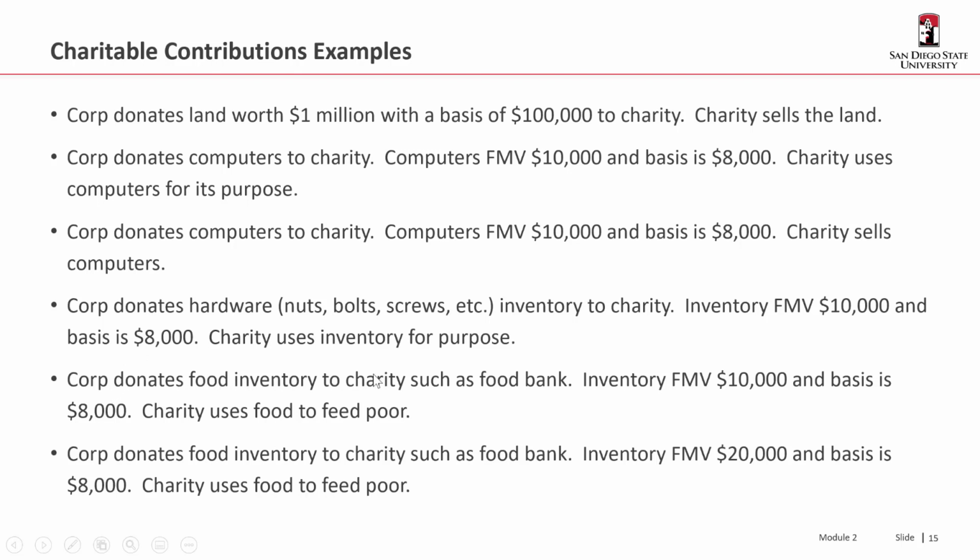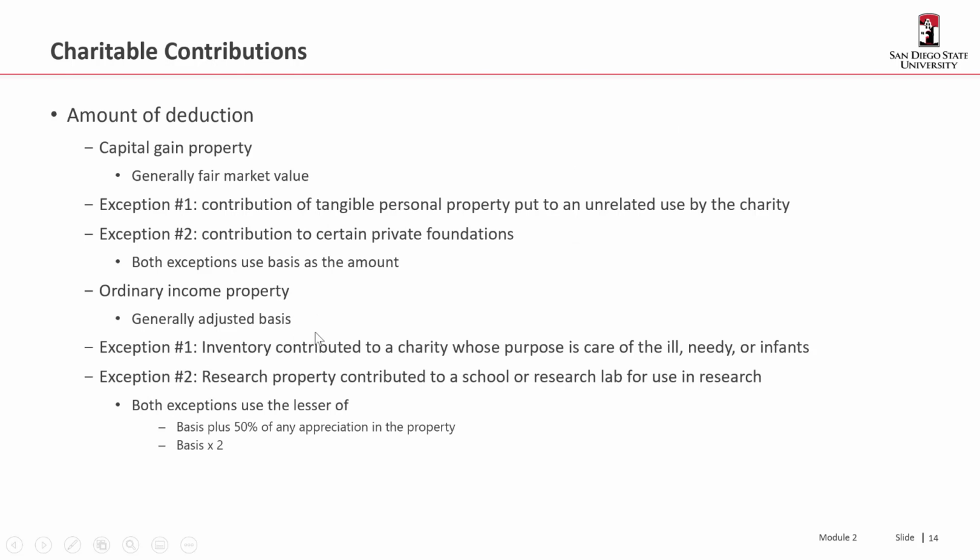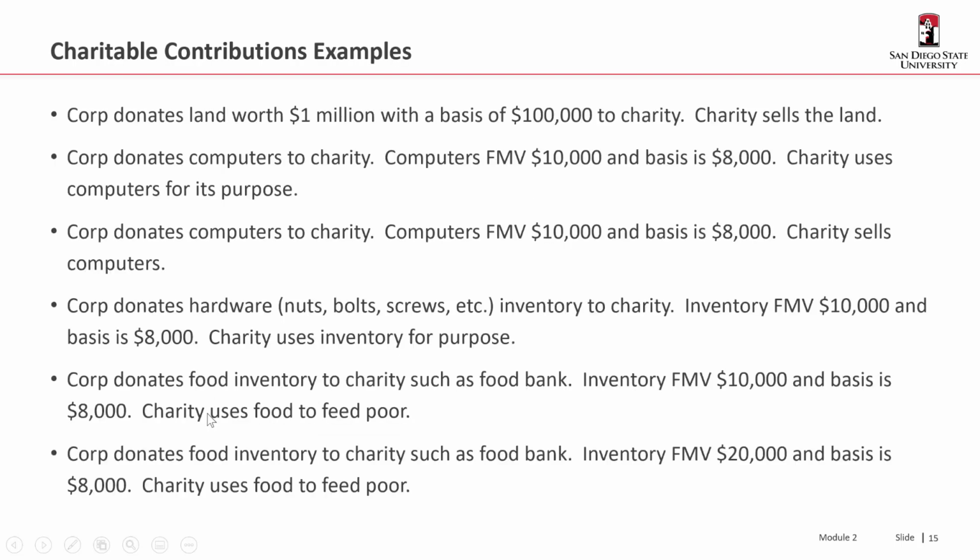If, on the other hand, the food inventory goes to a food bank, that is going to meet that definition, right? The charity uses food to feed the poor. So we have inventory contributed to a charity. The purpose is care of the needy. And so as a result, we get the lesser of the basis and 50% of the appreciation, or the basis times 2. If we look at the items here, basis plus half of the appreciation would be $9,000. Basis times 2 would be 16. So they're going to take $9,000 as their deduction. And again, that's the basis plus the increase times 50%.